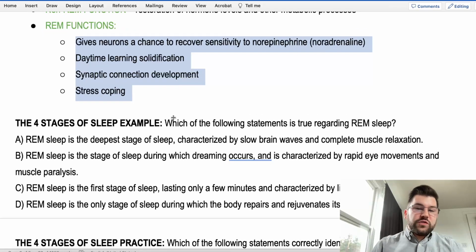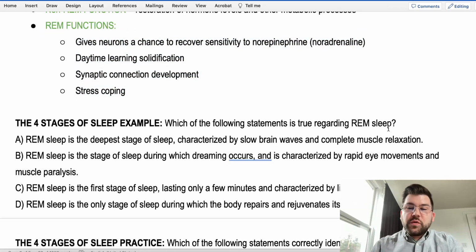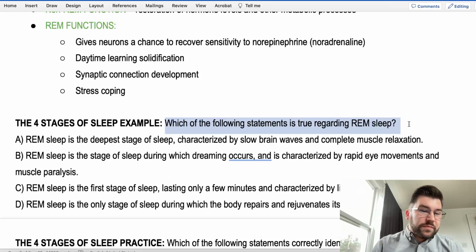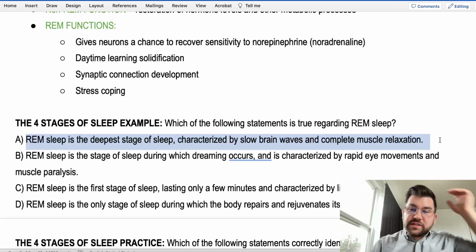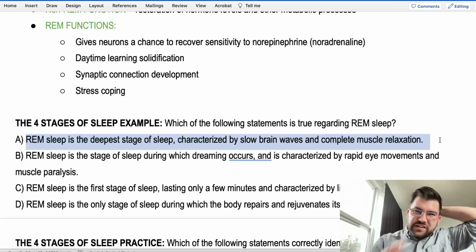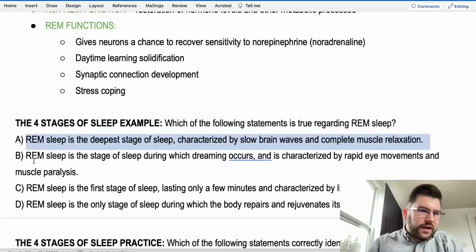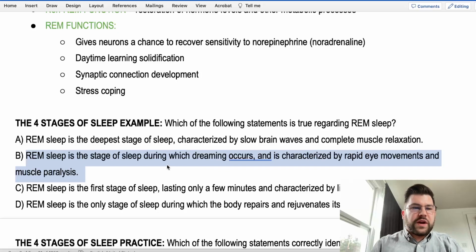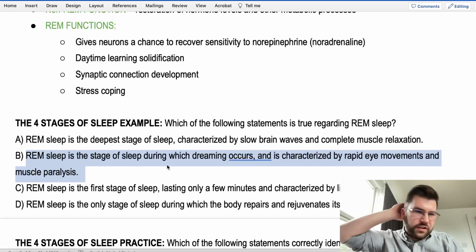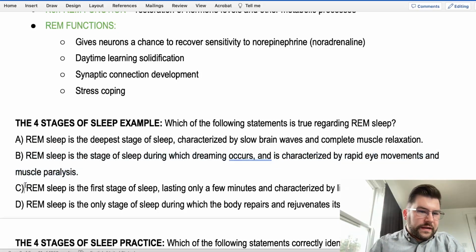So moving down here to a practice problem for a test: which is true regarding REM sleep? Let's look at A. It's the deepest stage, characterized by slow brain waves and complete muscle relaxation. Okay, well, the first part's true, the second part isn't, so let's keep looking here. B. Dreaming occurs, yes. Rapid eye movements and muscle paralysis. Yeah, B looks good, but let's check the other 2 first. C. First stage of sleep. No, let's just rule C out right away. REM is the last stage of sleep, stage number 4.